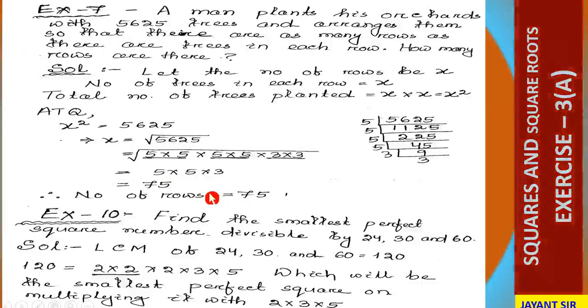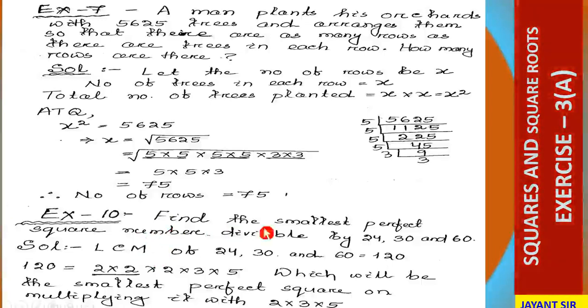Then how many plants will be planted in each row? That is also 75, because the number of rows equals the number of trees in each row. But the question asked how many rows there are. There are 75 rows. The question may also ask how many trees there are in each row, and the same answer would come. Now example 7 we did. Now examples 8 and 9 you will do yourself.